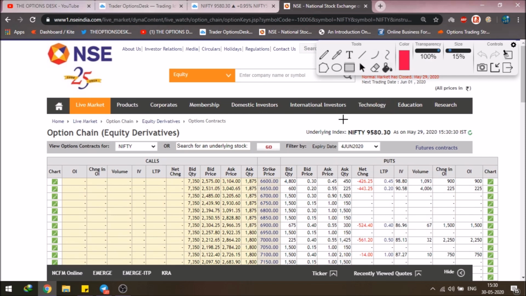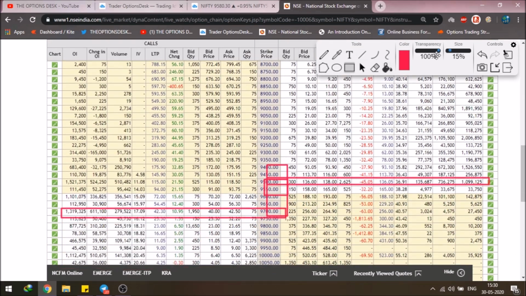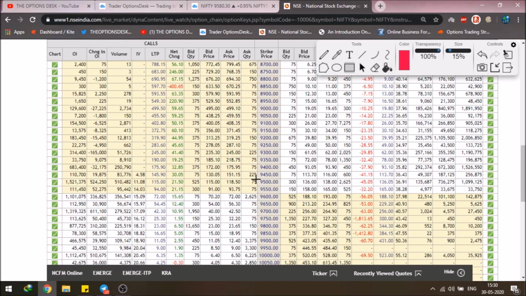As the market was closed on the 29th of May, as you can see, the next trading day is June 1. So the Nifty 50 closed at around 9580 as on 29th of May, 3:30 p.m. So we are somewhere ITM at around this level, that is 9580, at the market close.